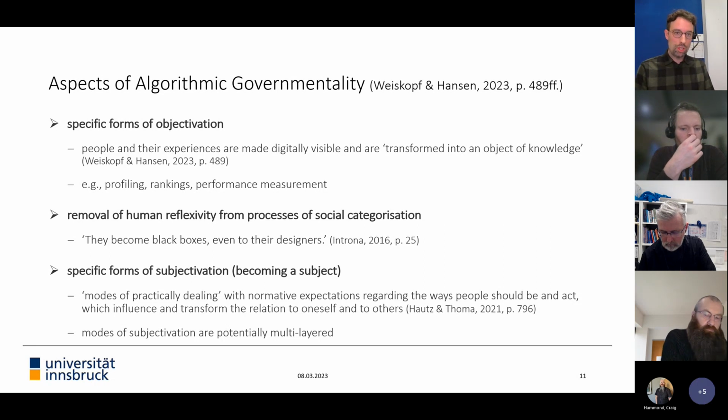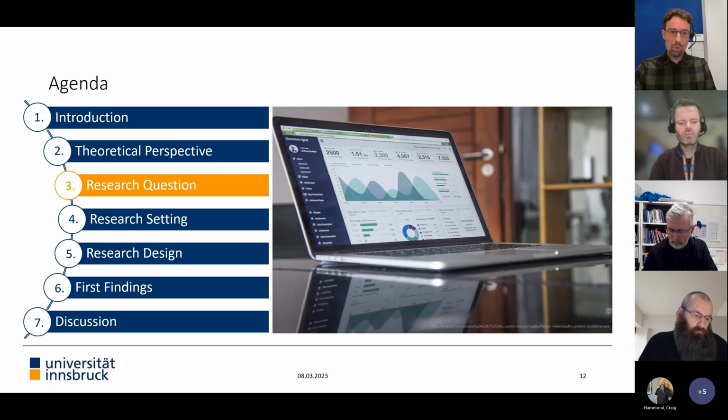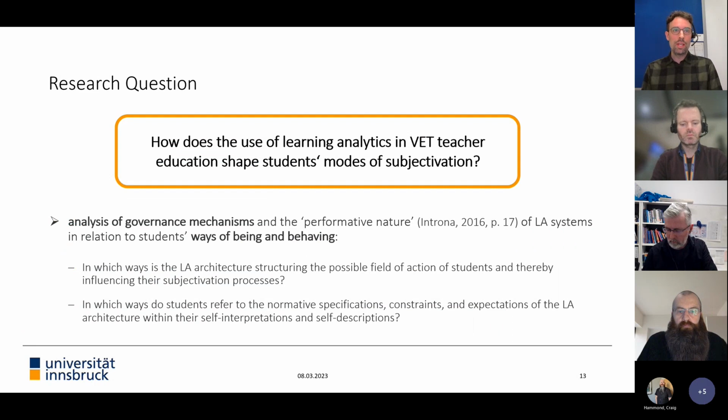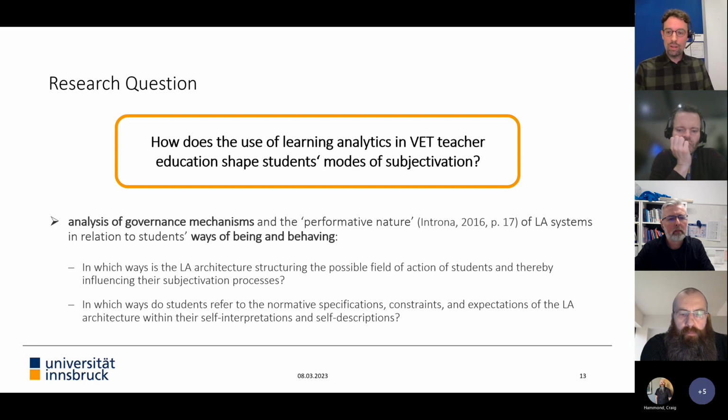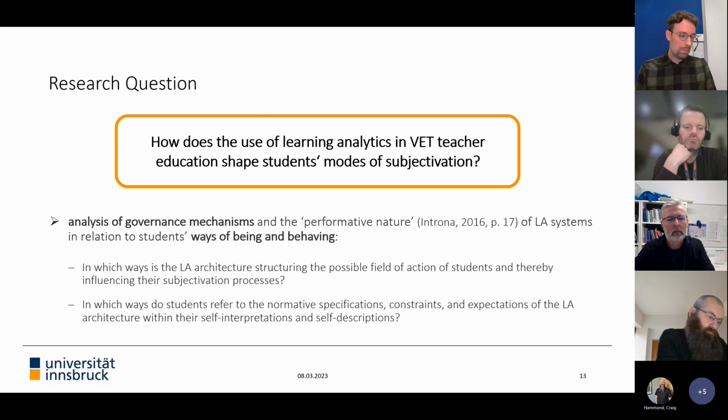However, these modes of subjectivation are potentially multi-layered. That means they can range from adjusting oneself to these normative expectations to questioning certain standards and norms and acts of resistance. And that's what's interesting for us in our study. And so the research question of our study is as follows. How does the use of learning analytics in VET teacher education shape students' modes of subjectivation? So our field is vocational education and training, in particular the Master of Business Education at the university.